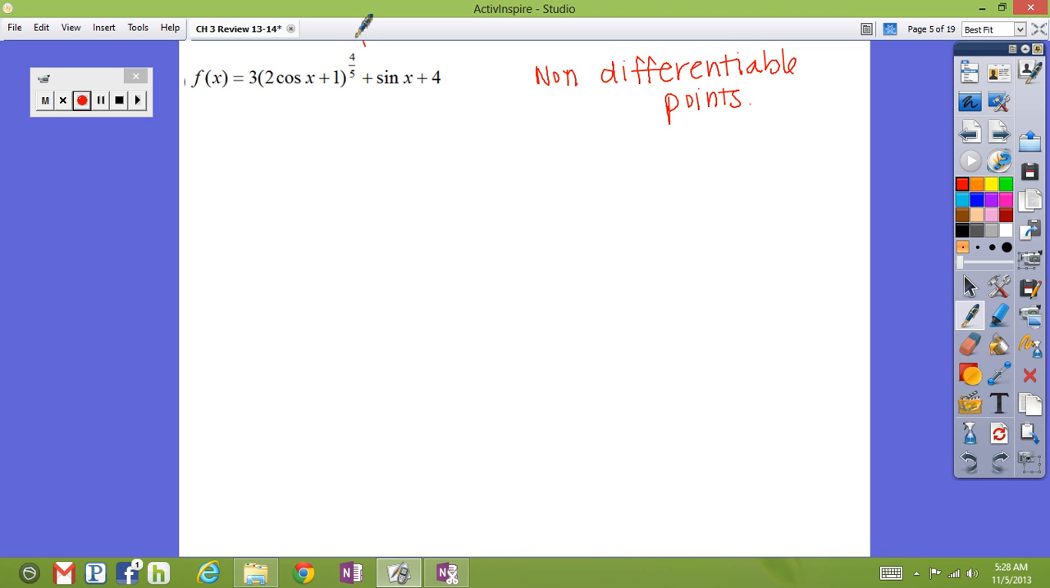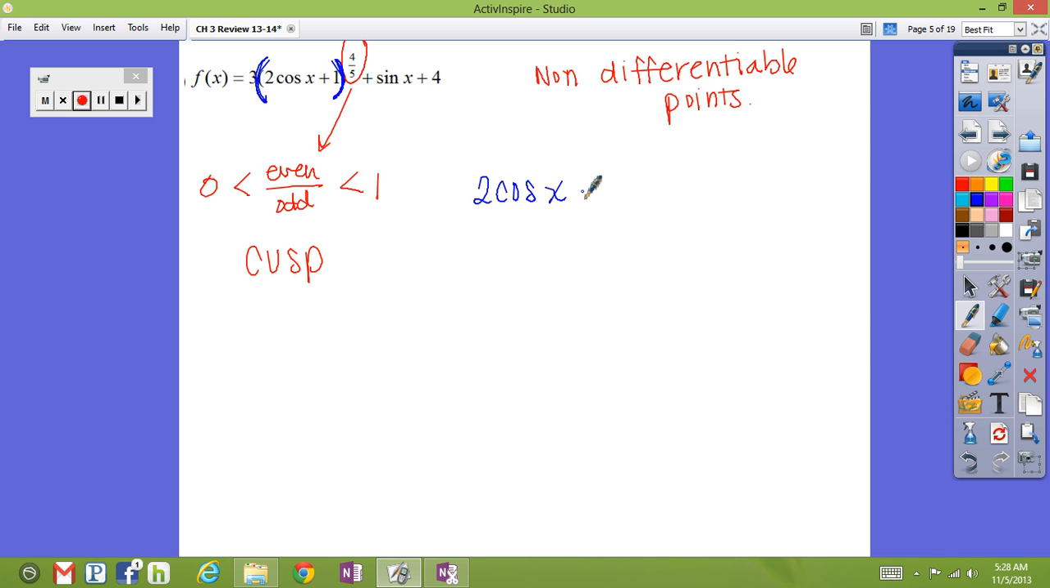Alright, so I can identify that that piece right there is an even over odd with a power between 0 and 1. So I know that that's going to give me a cusp. Where the cusp occurs, I'm going to look at who owns that power. So that power is this guy's power. Therefore, you take the inside of the power and set it equal to 0. I get 2 cosine of x equals negative 1. Cosine of x equals negative 1/2.